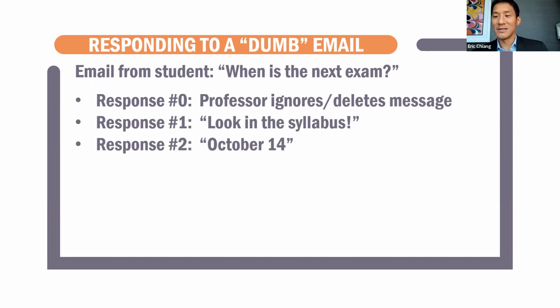So the next option, I call it response number 2, is to reply very simply October 14th, or whatever the answer is. So it's a very short response. This answers the question, and the student may be perfectly happy with this reply. However, it does not correct the student's behavior. So you may end up receiving more redundant emails from the student. So each of these approaches may lead to a somewhat unfavorable impression of the instructor.